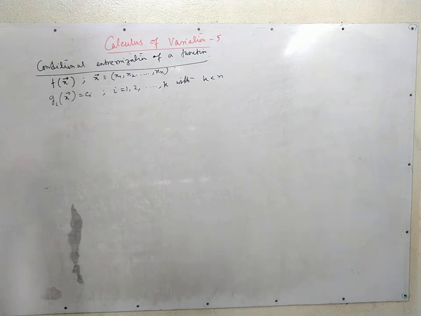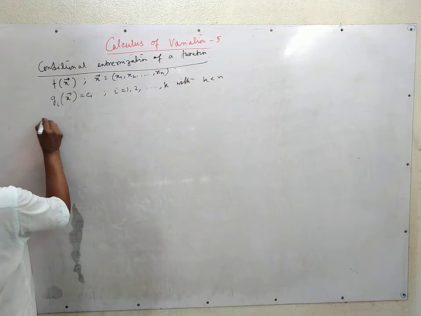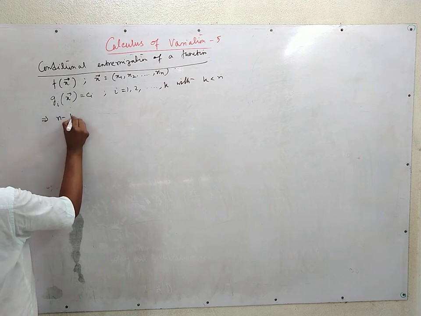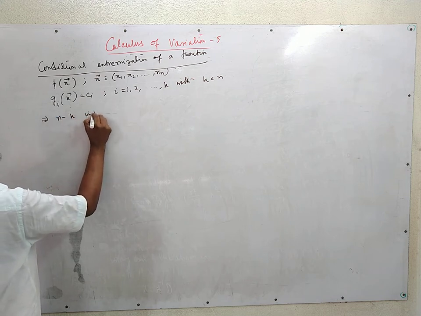So for example, if we have n equal to 6 and k equal to 2, then we will have n minus k variables, in this case 4 independent variables.